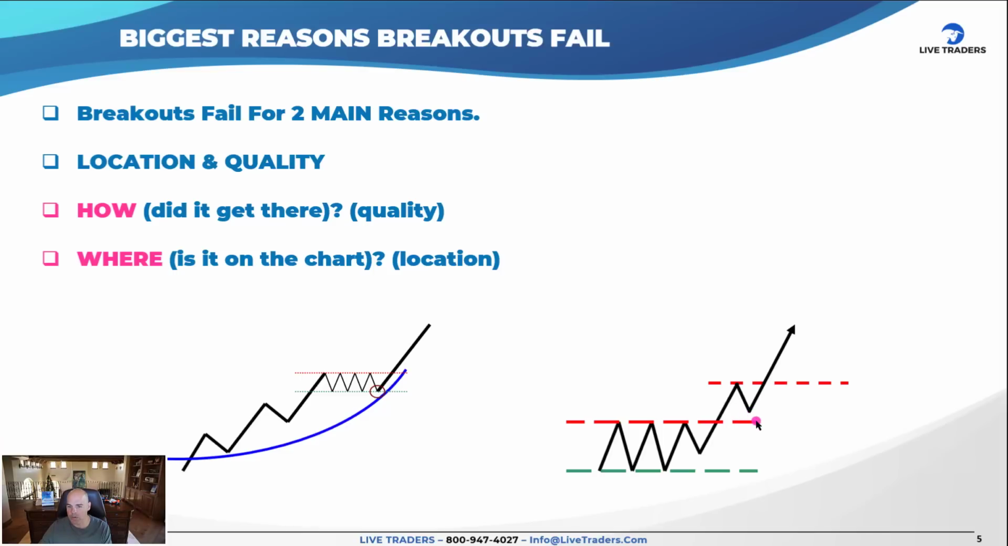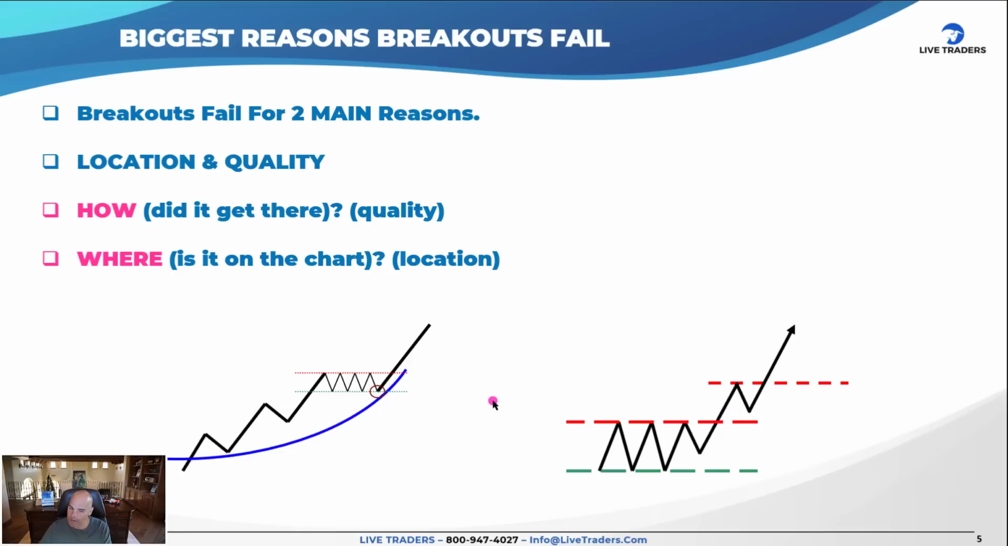The problem is most traders lack patience. And because they lack patience, they buy a stock after it has already broken out. And depending on how it got there, it might already be tired by the time it breaks out. Think about it. By the time it breaks out, it may already be tired, making it not a high quality breakout. Okay? So those are two things I want.